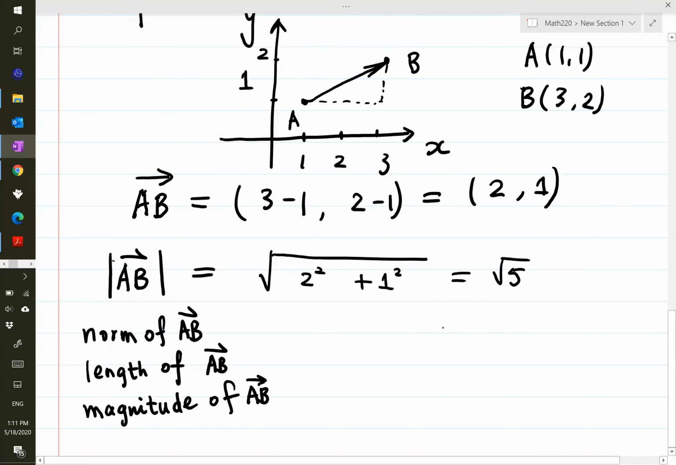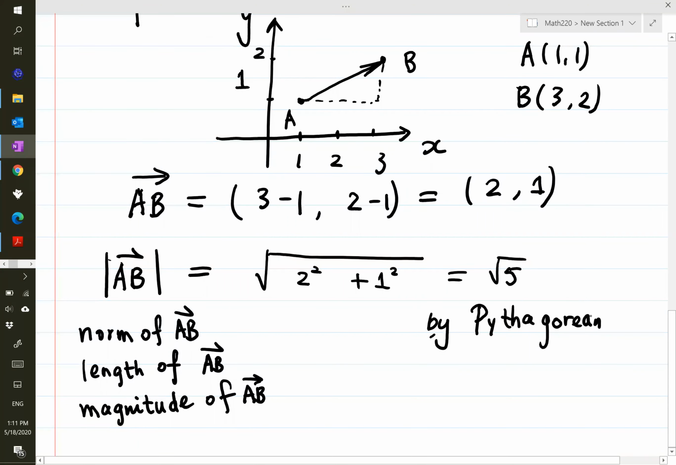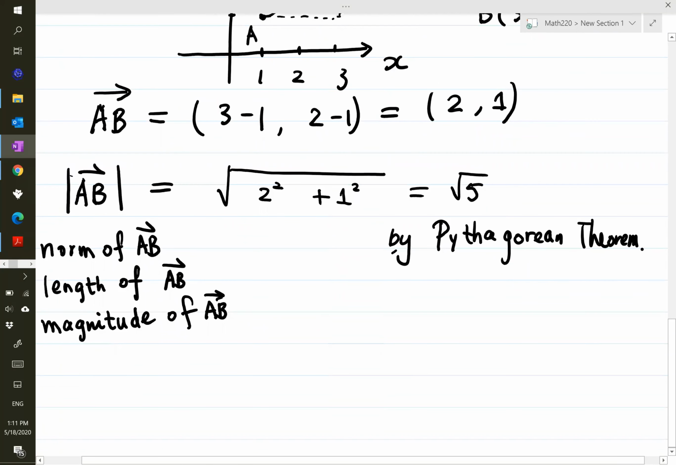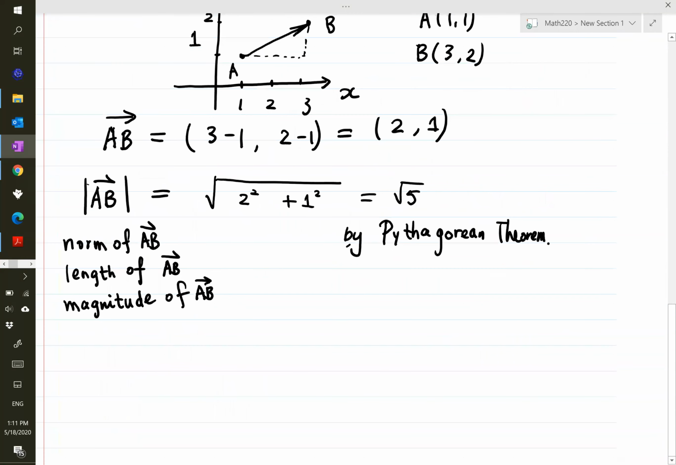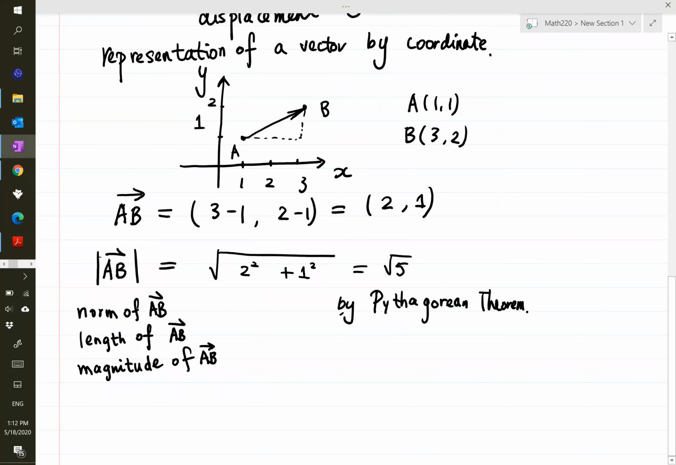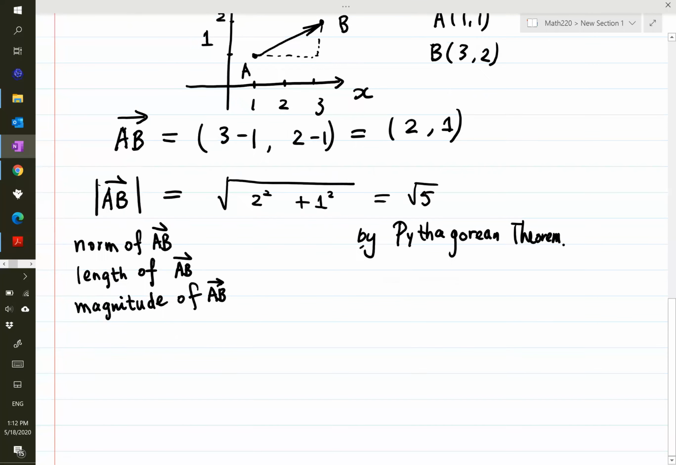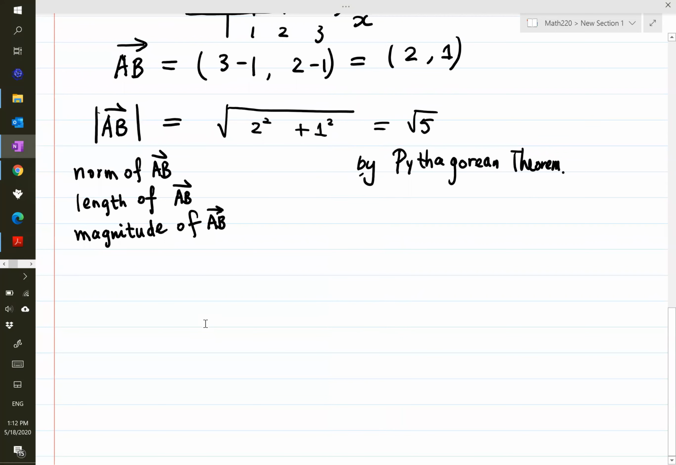So what we used is the Pythagorean theorem. This is the vector in 2-dimensional space, the xy plane. Now, of course, we can have higher dimensions. We can study vectors in higher dimensional space, like XYZ, 3-dimensional space.